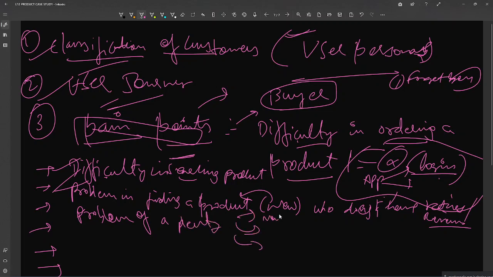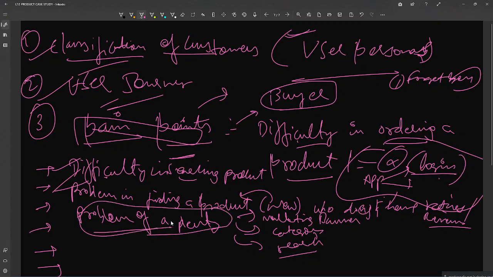So there are so many things. Then there is a marketing banner. You are saying this only, right? There is a marketing banner, then there is category, then there is search. So the user does not know, the user is lost in the app. The user is not able to identify where to start searching the product. So this is not a user interface problem. We call it the problem of plenty for choosing a product.